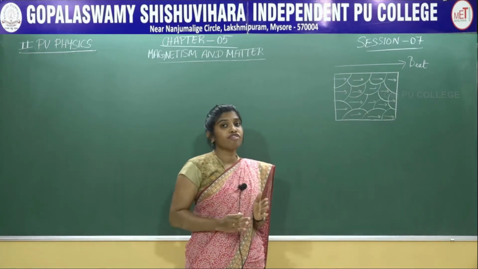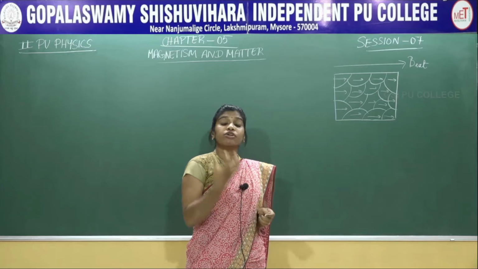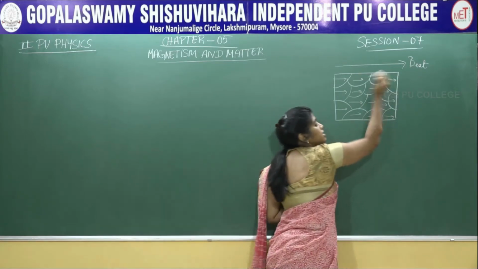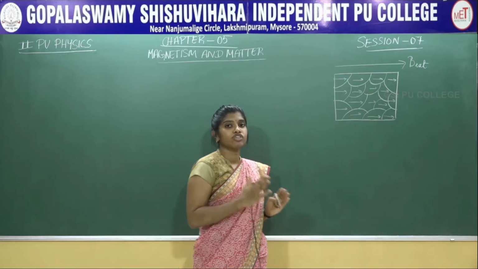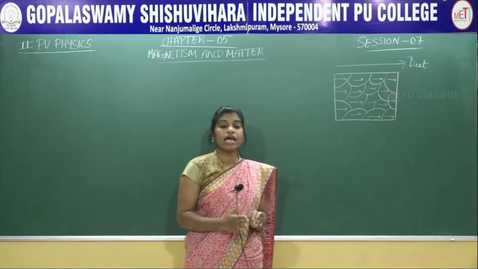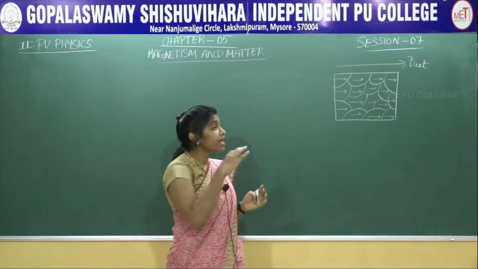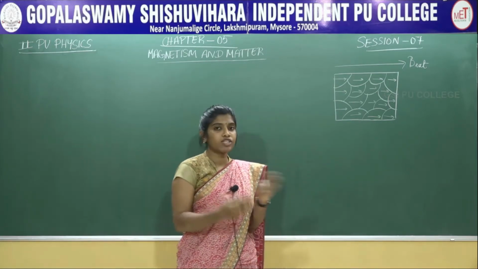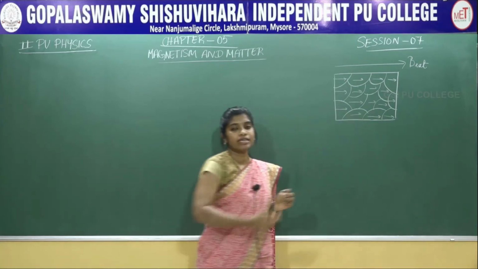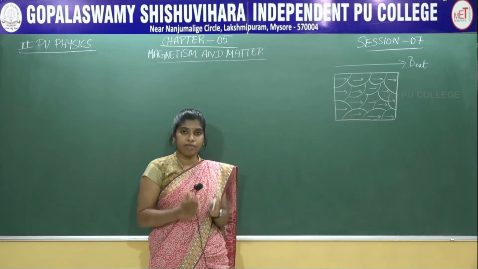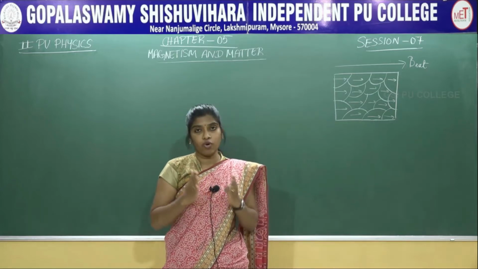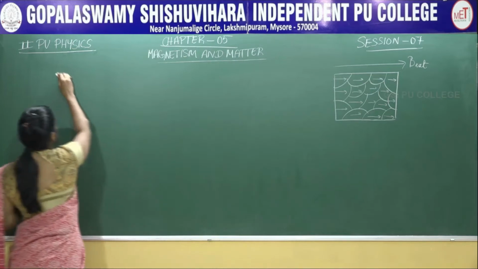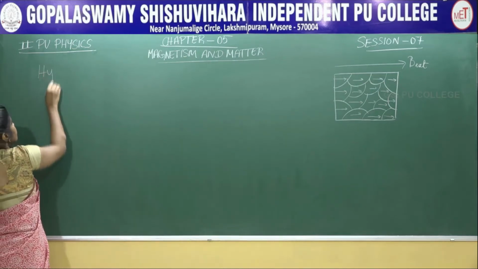Now, there are some ferromagnetic materials which retain the magnetism even after the removal of the external magnetic field, and such materials are called hard ferromagnets. There are some ferromagnets which lose the magnetism as soon as the external magnetic field is removed. Such materials are called soft ferromagnets. So in today's session, we are going to discuss the hysteresis curve.